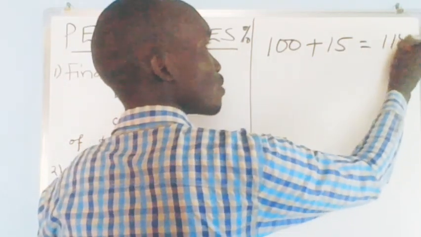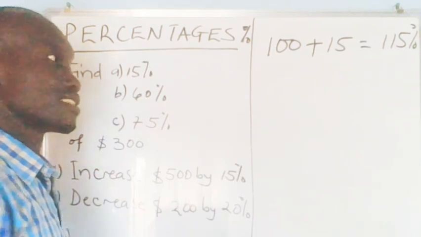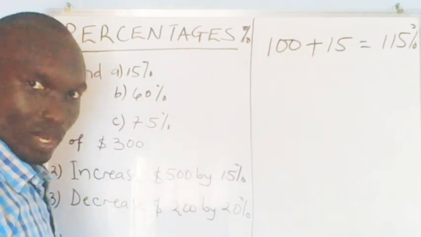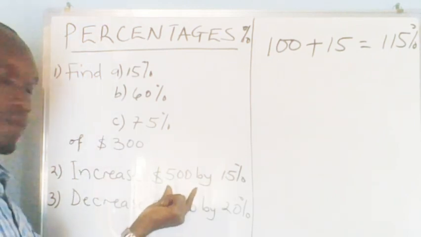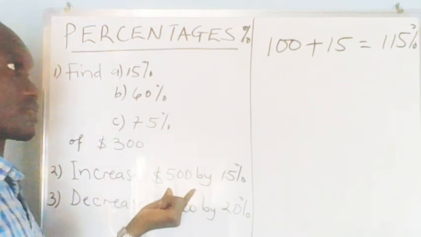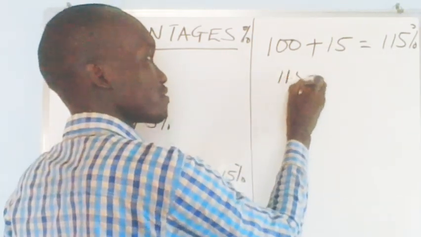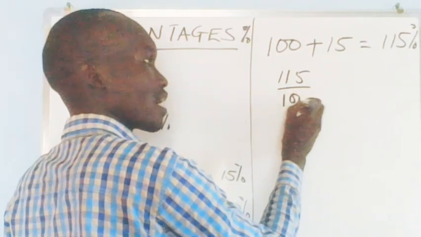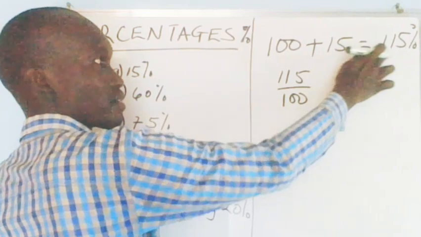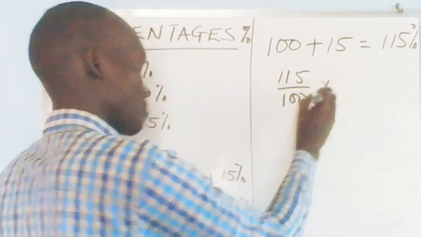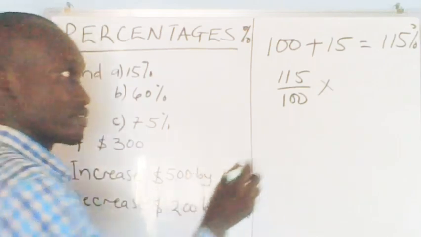So we're going to have 100% plus 15%. That will give us a total of 115%. Now that is the percentage we're going to work with. The percentage increase we are going to work with. We want to see by how much it has increased this $500. So this time we are going to express this as a percentage. So we shall have 115 divided by 100, the original percentage, because we are expressing this 115 as a percentage. And then we multiply by the amount that is given. In this case, it is $500.